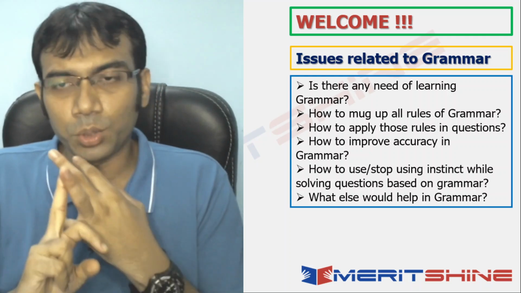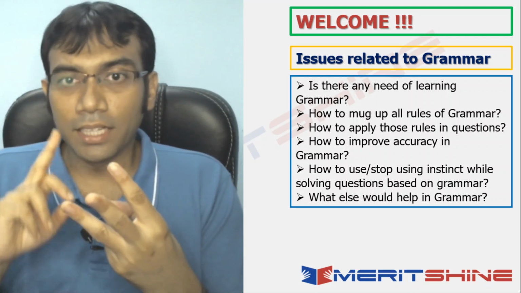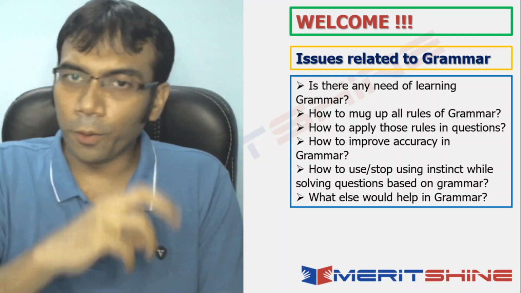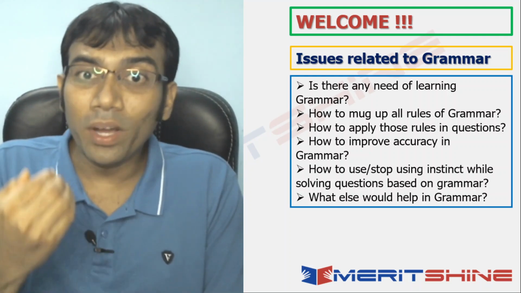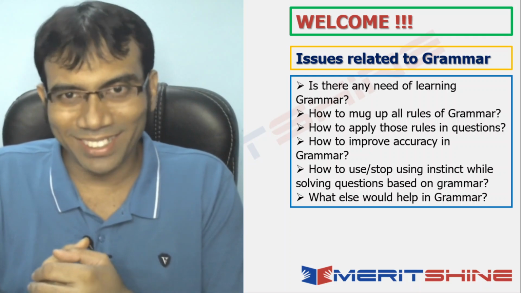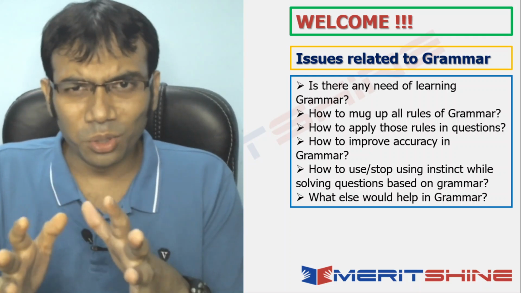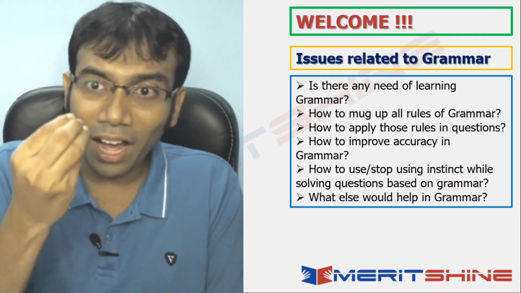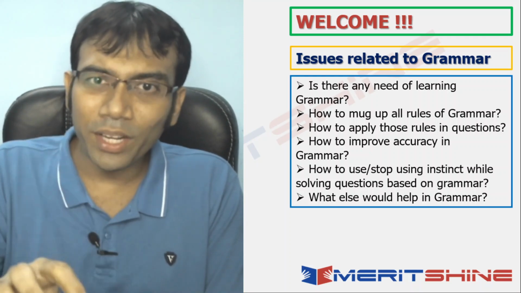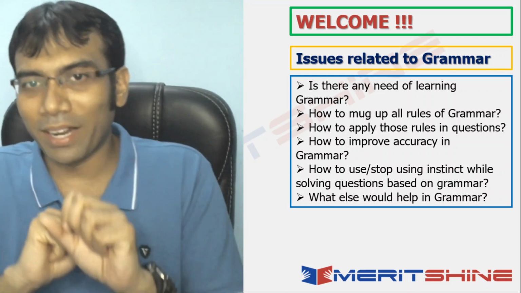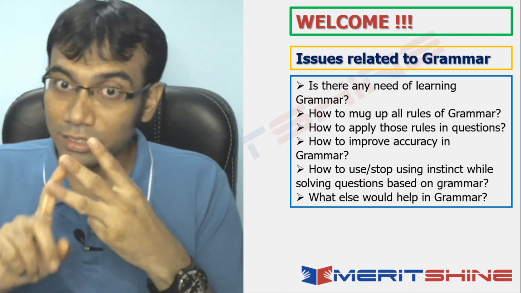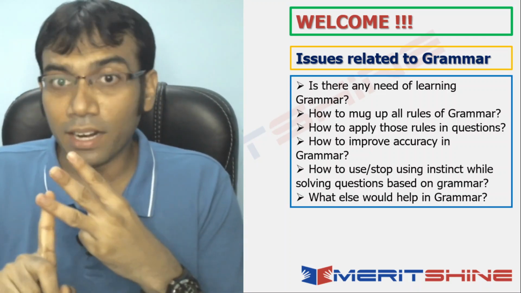The third issue that students tend to face is, okay, I have understood those rules in isolation, but how do I apply those rules in the question? How do we know that this rule is going to be applied here and that rule is going to be applied there, right? So that is the third issue, a very important and a relevant issue.